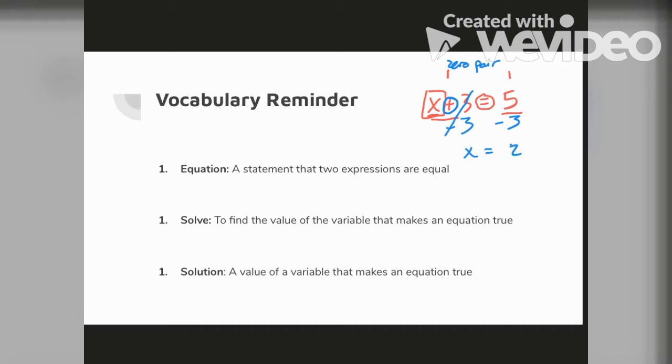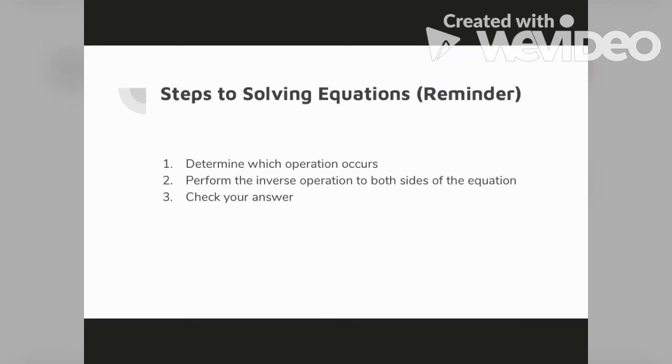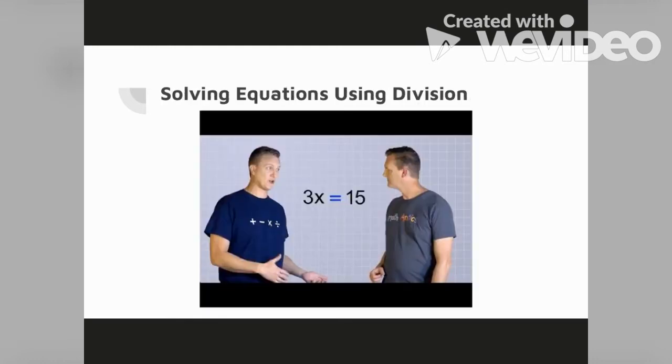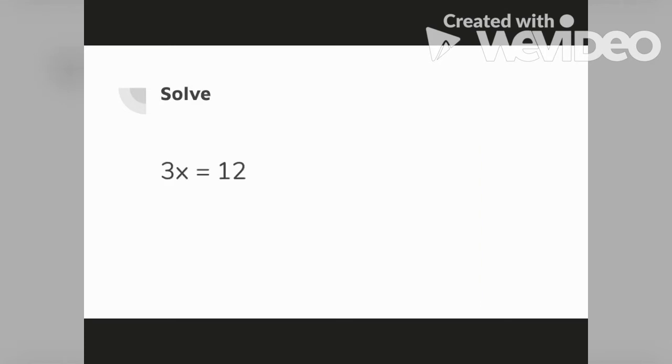Remember, we can check our work by using substitution. So we can substitute 2 for the variable x to see if it's a solution to the equation. We would say 2 plus 3, does that equal 5? Well, 2 plus 3 is 5, so that is a solution to the equation. So again, that's just the rules we just went over. Don't forget to check your answers. Now, let's start with the lesson.